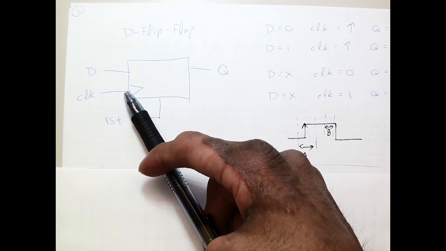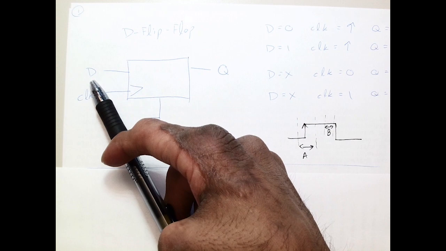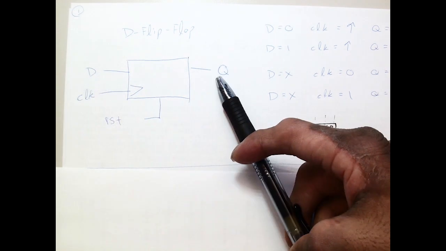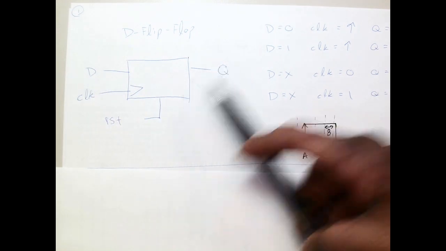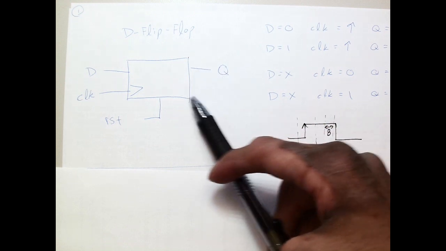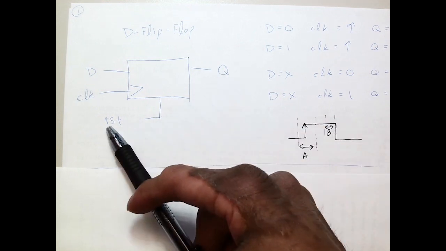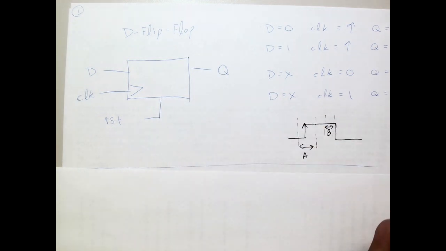And if you see a bubble at the input, then that makes it a negative edge trigger. A D flip-flop basically has a D line. D also stands for data. And a Q output, which is general, standard convention. Some textbooks also have Q and Q bar, two outputs. We will just work with one because we just need one. And then we also have a reset input for our design.